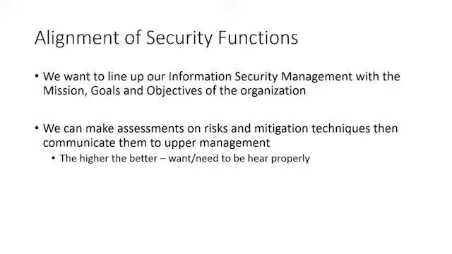All right, there's tons of things that we have to do to align our security functions. And that's all this whole book is about, really, is making sure that information security management, or your job as an ISO, security officer, or security manager, whatever title you have, lines up with the business objectives. We can make assessments on risks and mitigation techniques, and then we want to communicate those, again, to executive or upper management. Now, the higher we can get it up the chain, the better, all right? Because we need to be heard, properly and effectively.